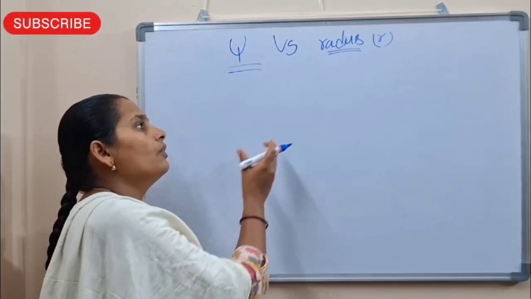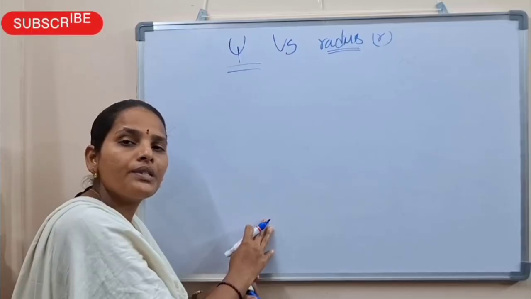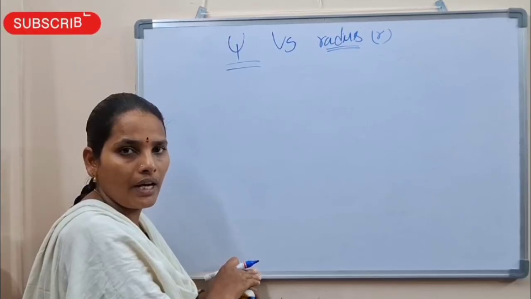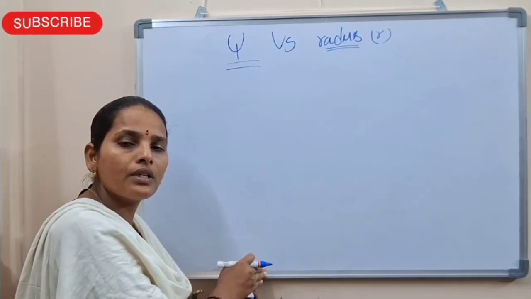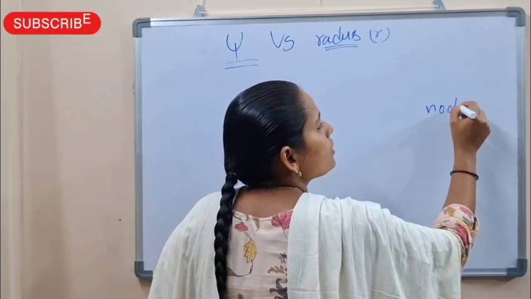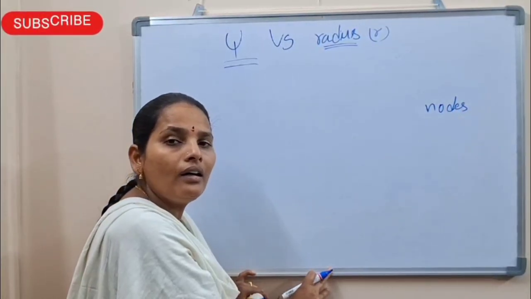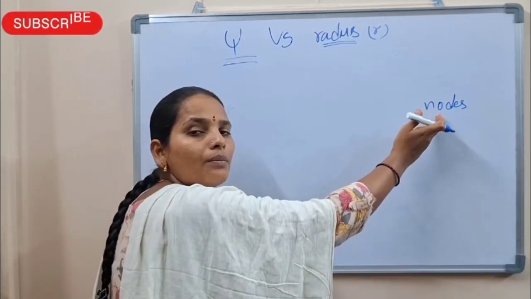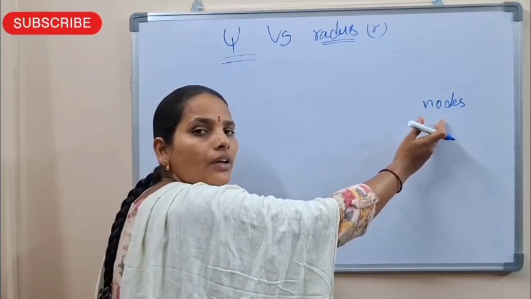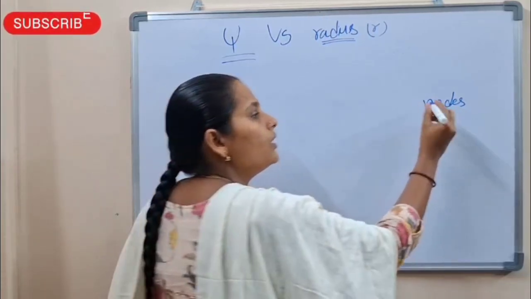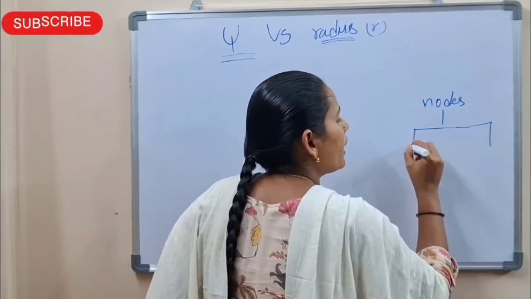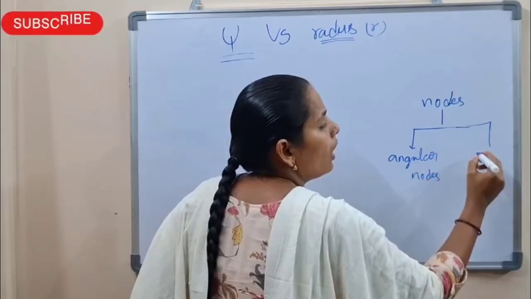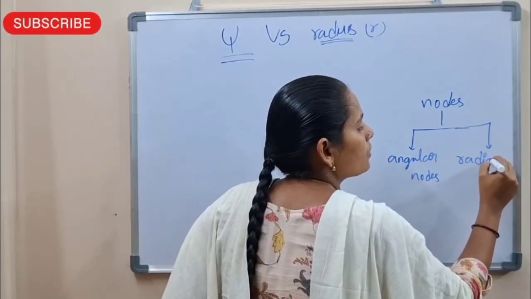Why do we need to represent the graphs here? Because in the previous class we discussed the shapes of the orbitals, and there we observed nodes: angular nodes and radial nodes. What are nodes? Nodes are where the probability of finding the electron is 0. There are two types of nodes: angular nodes and radial nodes.